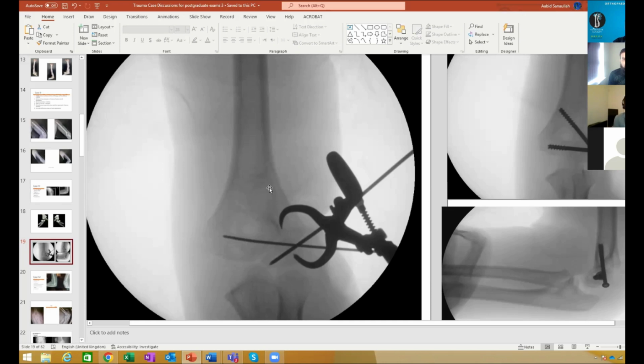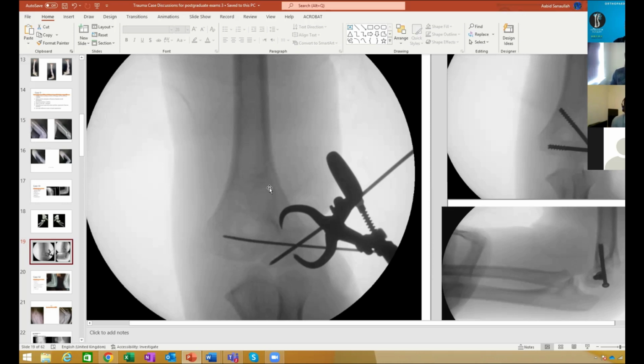One aspect is that nowadays we do have the facility of CT scan available, I think, in every hospital. But the other traditional option used to be the arthrogram. So you can do that intraoperatively, and that would outline the articular surface very well.